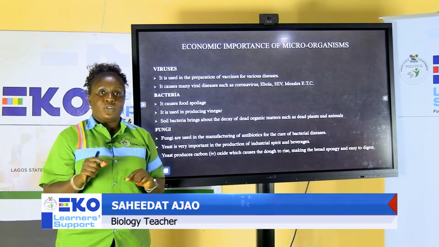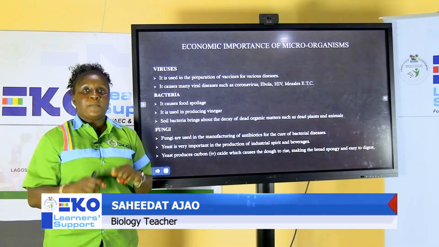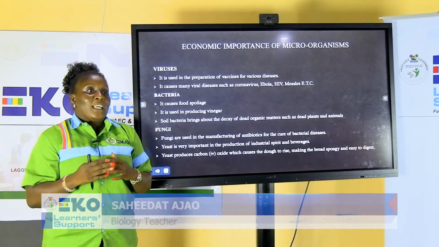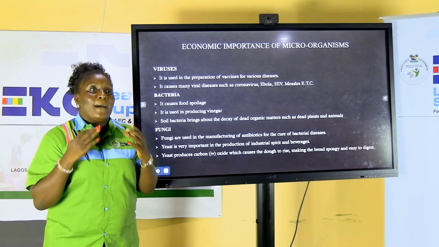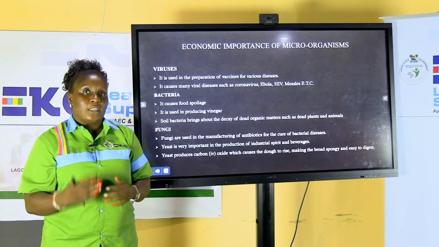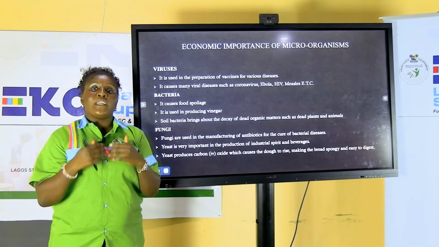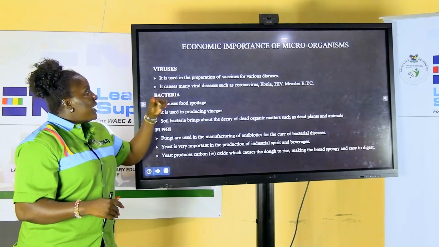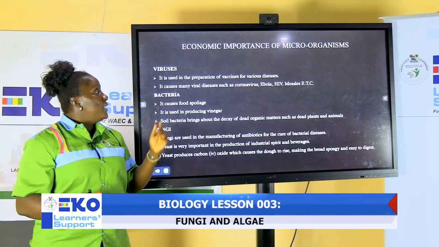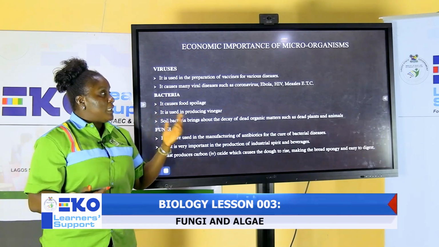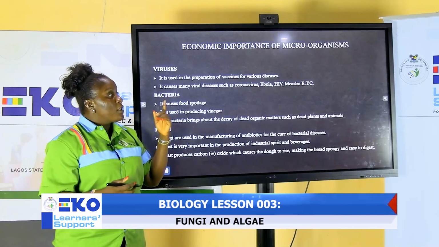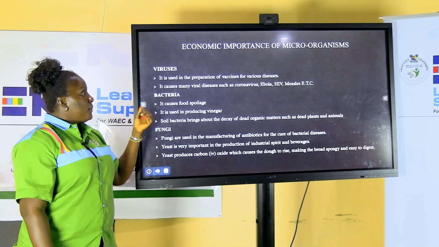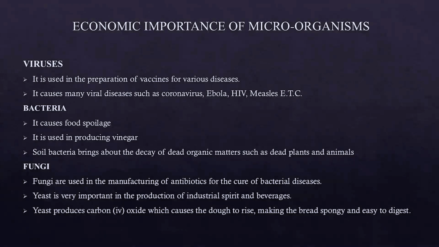And I want you to take note, when we say economic importance, it doesn't mean only the good side or the bad side. It means both the good and the bad side of that organism. We said that it is used in the preparation of vaccine and it causes many viral diseases such as coronavirus, Ebola virus, HIV, and measles. That's for viruses. The next one is bacteria.